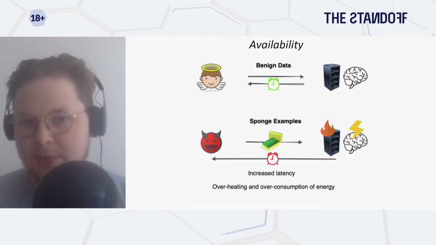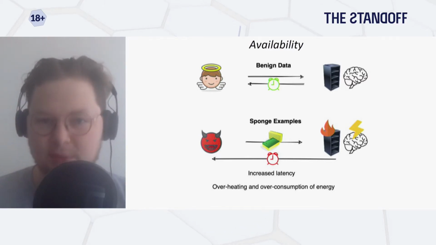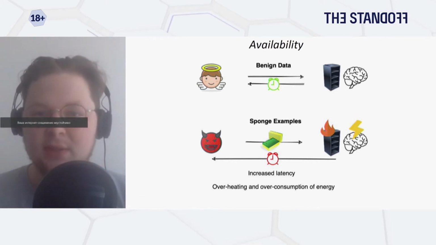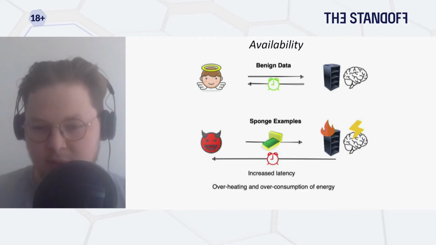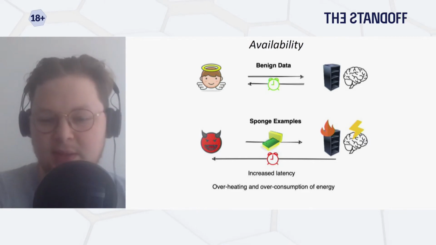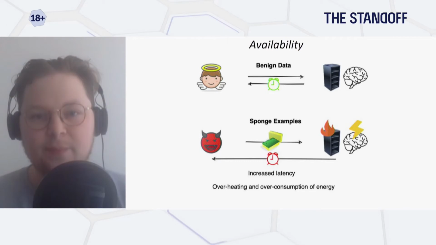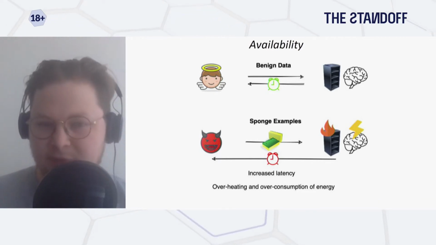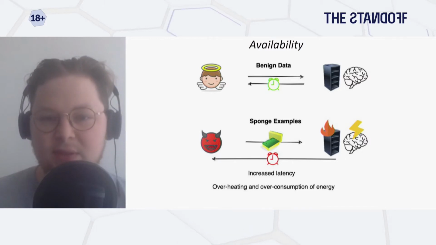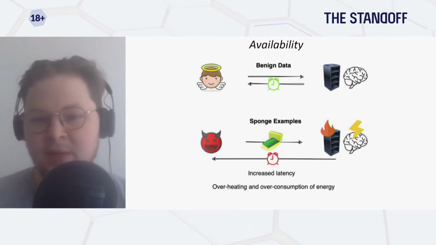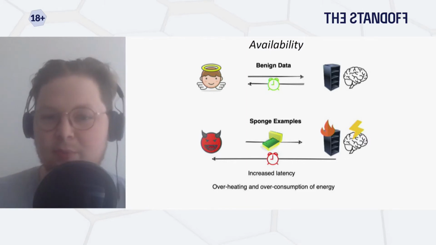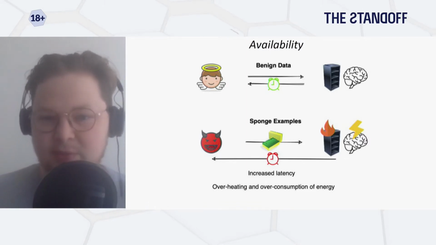So when we talk about availability, we talk about the existence of this so-called benign clean data, natural data, where as you give it to the computer system which is running ML, it returns you the result in a sensible amount of time. And then what we call sponge examples, very potent samples which end up consuming a lot of energy and cause increased latency in the response. Those are basically the availability attack samples we're talking about.